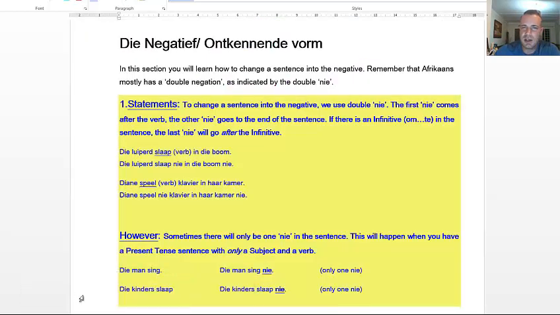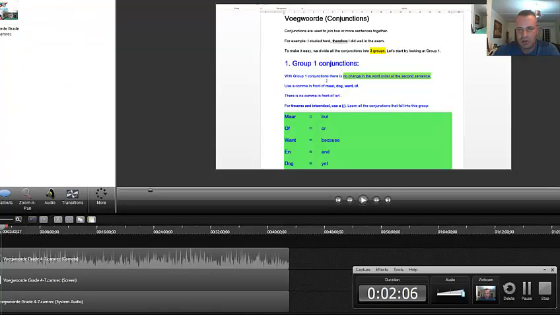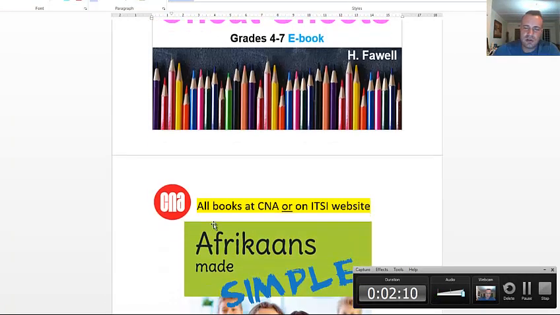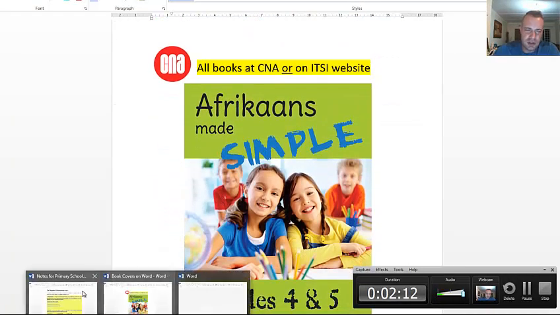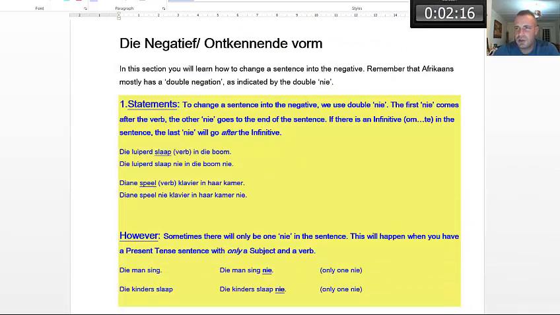So let's look at the negative. There's a few tricks to this section. So let's see that we are recording. Yes, we are. If you struggle with this section, there are a few tricks that are involved here, so just bear with me. We'll go through it. This will be a full lesson that covers everything that you need to know about the negative if you are in primary school.